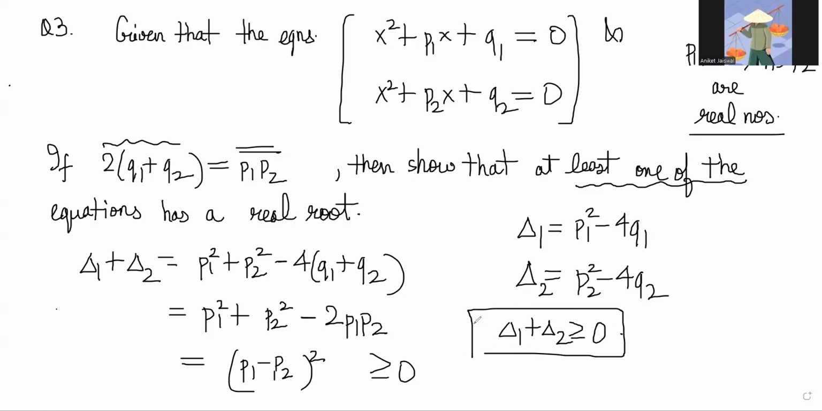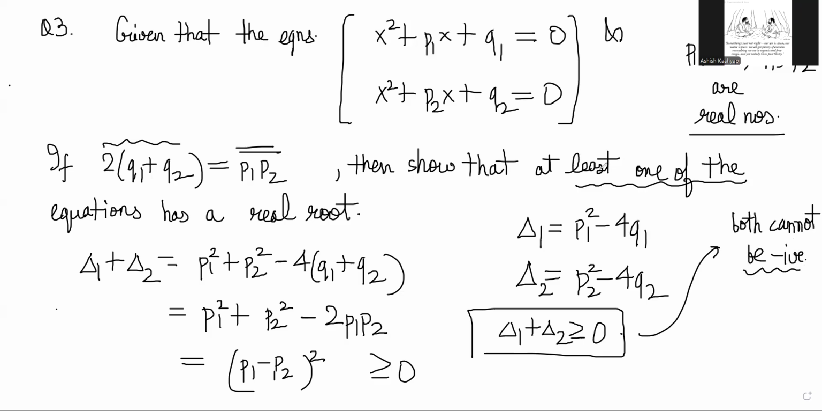No sir, so one of them will be positive. If the sum of the discriminants is positive, then it is guaranteed that both of them cannot be negative. That means both cannot have no real roots. So one of them must have a real root. Is everyone understanding what I'm saying? Yes sir.